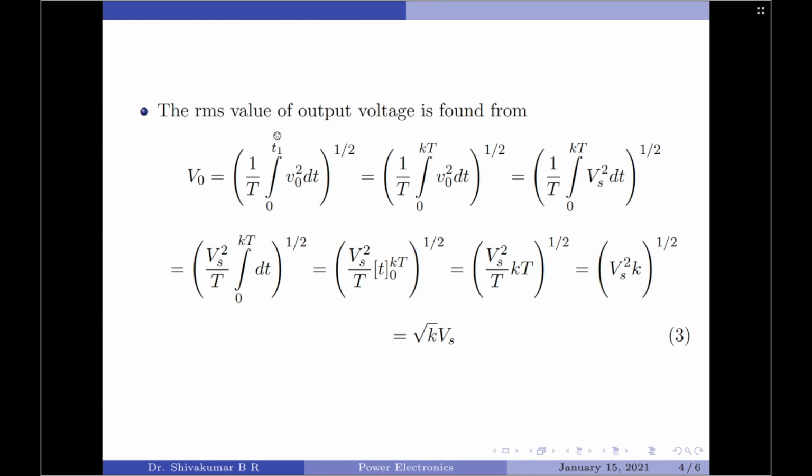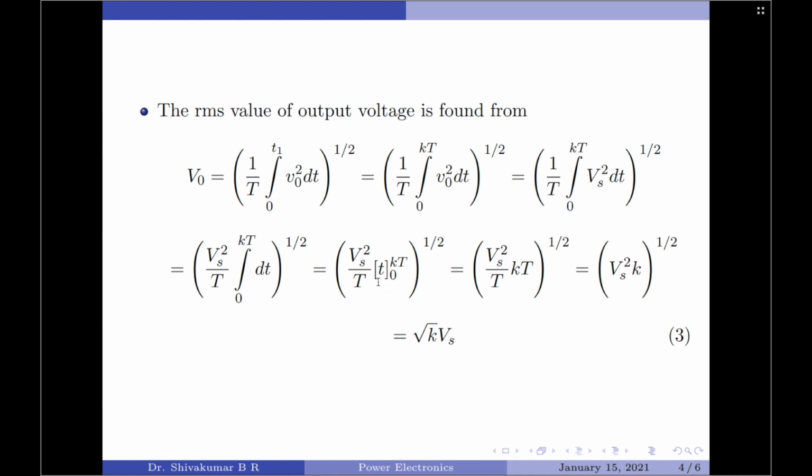So, we know that T1 is equal to K into capital T. So, I will be substituting T1 as K into capital T. Then I will be substituting V naught equals Vs. Then I will take Vs square outside because it is a constant. So, to obtain Vs square divided by capital T integral 0 to Kt dt.